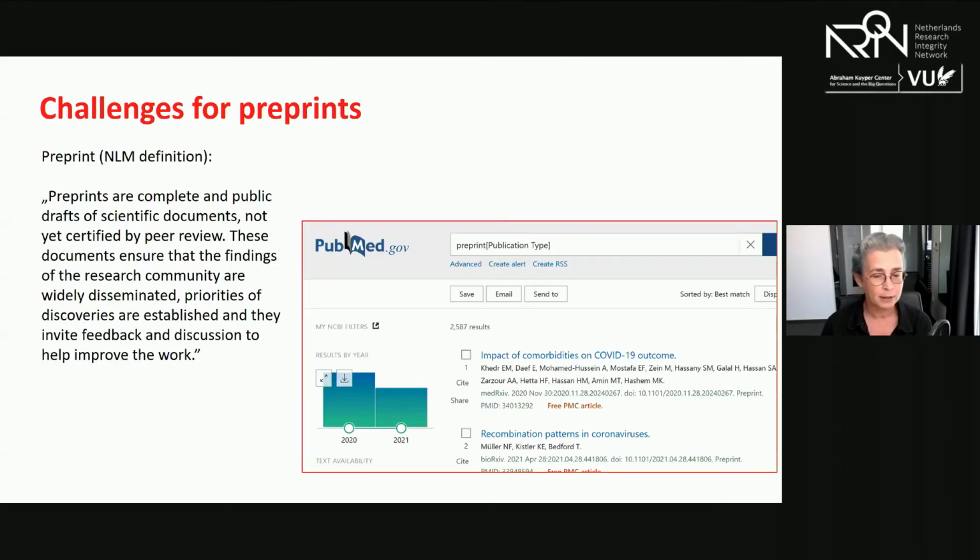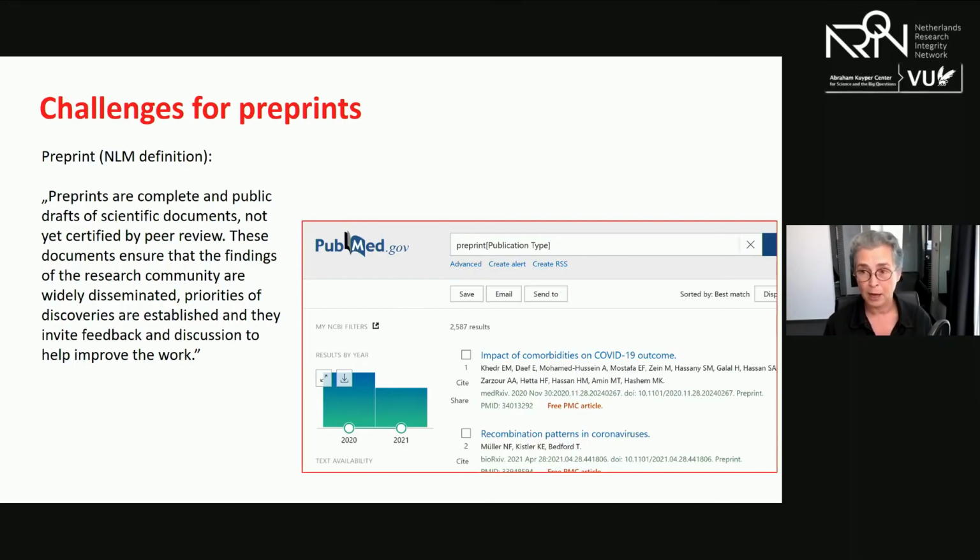We are also recently facing, and this is, I think, my next to last example, so I would like to draw my presentation to a conclusion, the challenge of preprints. You have talked about preprints. They have been very important in COVID, and this has been recognized even by the indexing services that are very difficult to change. For example, PubMed has introduced a new publication type, preprint. This is how they define it: they are complete and public drafts of scientific documents, which have not been certified by peer review.